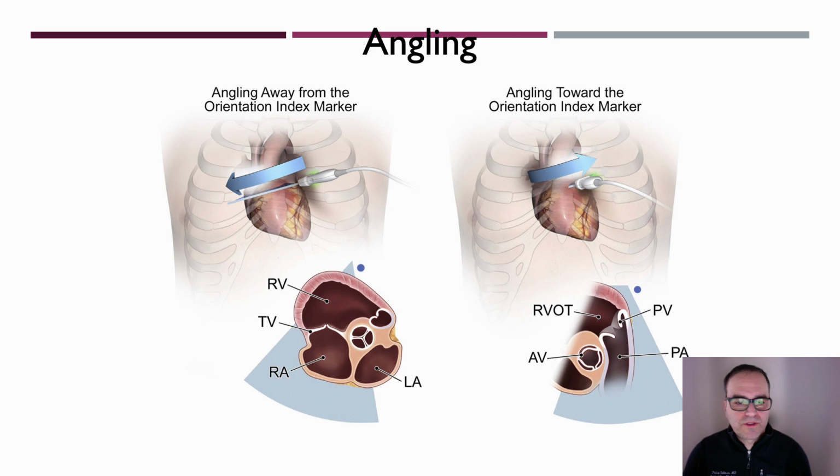With angling, the transducer is kept at the same location, same axis, but the sound beam is directed to show a new structure. Different than rocking, where the structure is centered, here with this maneuver of angling, you are just optimizing to see the new structure, not necessarily centered. Here is the pulmonic valve, so this is the same parasternal short axis with some angling of the index probe, and the sound beam, you can see the pulmonic valve better.